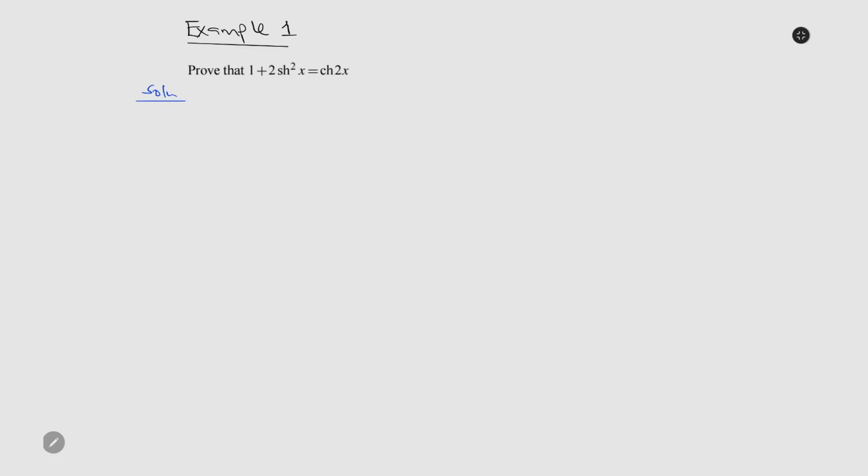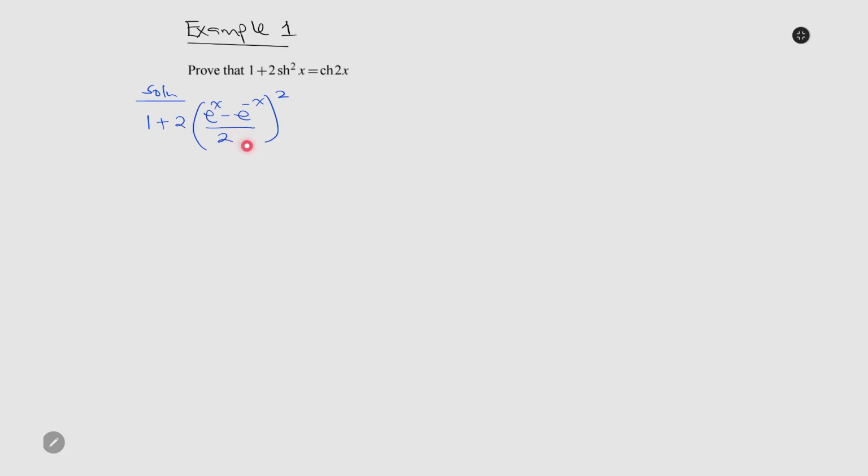We know that sinh x is given by exponential x minus exponential negative x over 2. So this will be 1 plus 2 into exponential x minus exponential negative x over 2, squared. Remember, here it is sinh squared x, so I've squared it. But for sinh, we know that it is given by exponential x minus exponential negative x over 2.